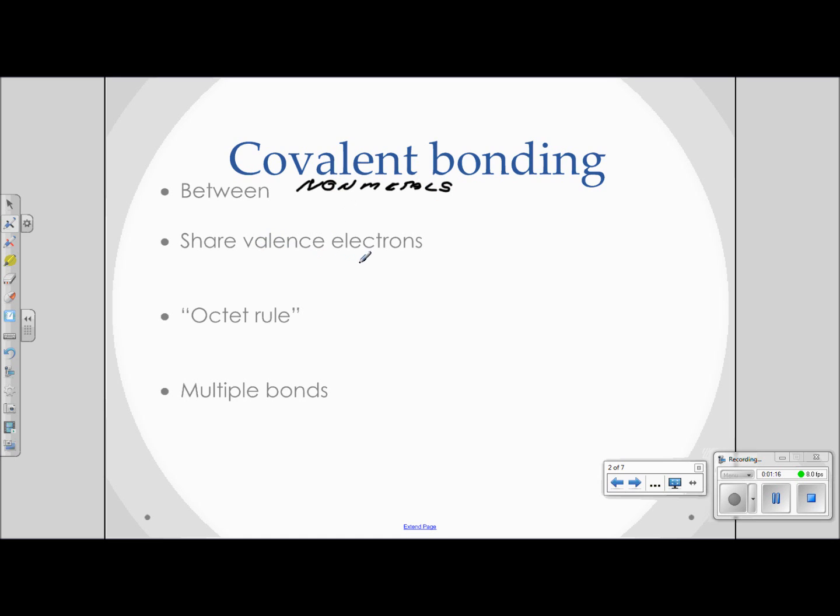They share valence electrons, and we must remember that the valence electrons are the outermost electrons, the ones involved in chemical bonding.